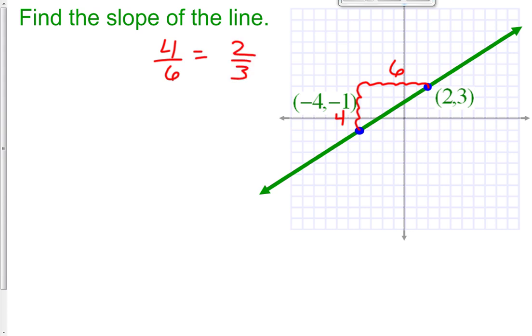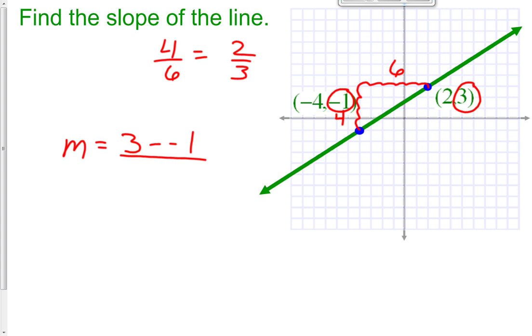So for 6, this slope is 2/3. But it's helpful to use the slope formula because sometimes you aren't given a graph. So let's use the slope formula as well. The slope is y2 minus y1 in the numerator. So you're going to subtract the y's. 3 subtract a negative 1. 3 minus a negative 1. That goes in the numerator.